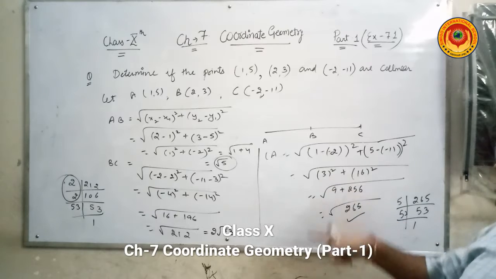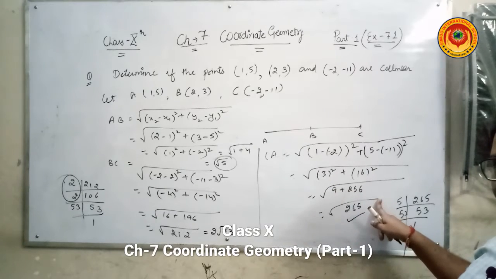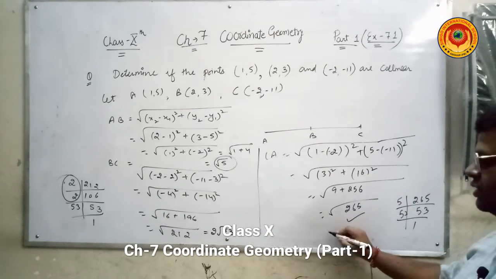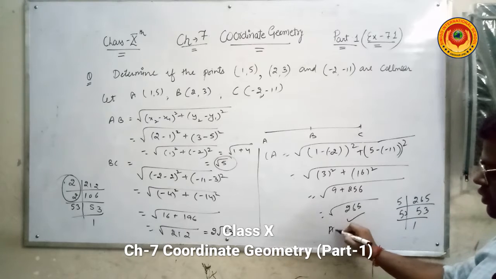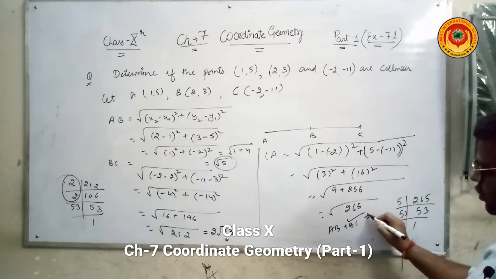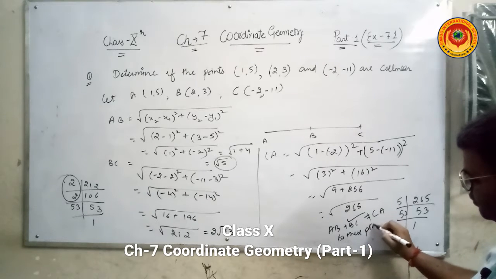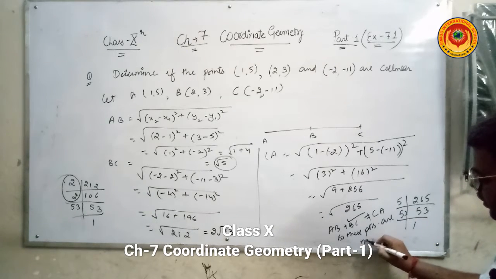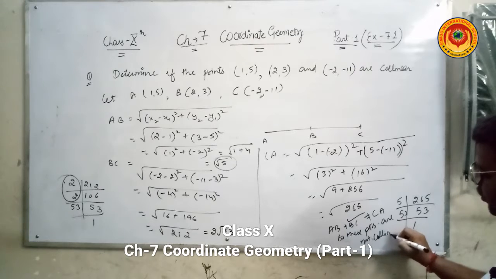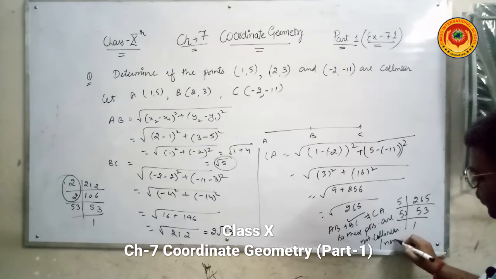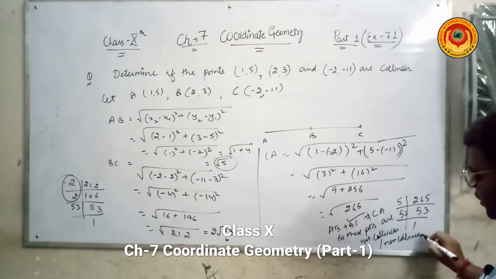Now check whether the sum of two sides is equal to the third side. No. So your answer is no, these points are not collinear. So right here, AB plus BC not equal to CA. So these points are not collinear. Yeah, non-collinear. You can use any word. Is it clear to all?